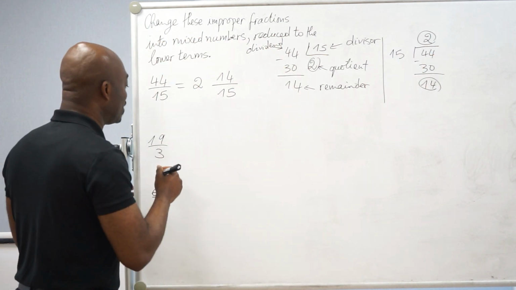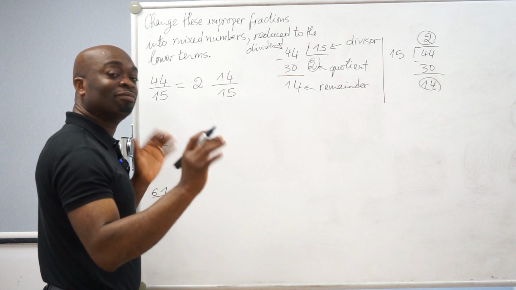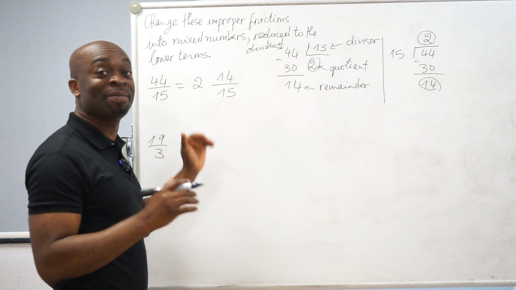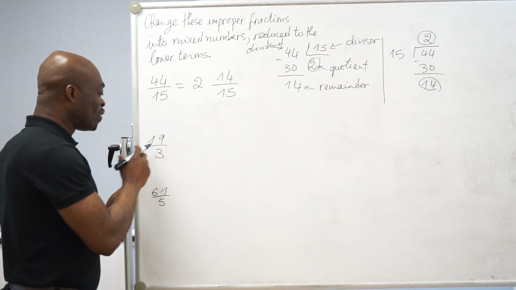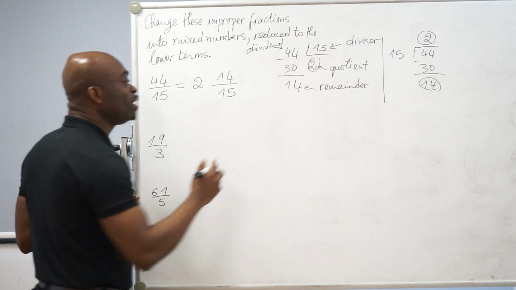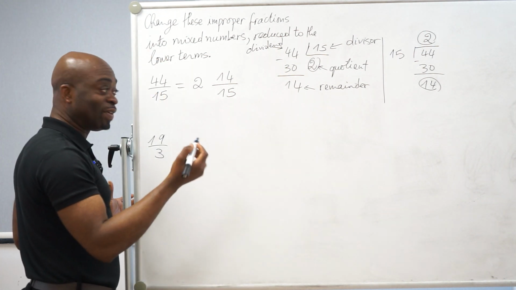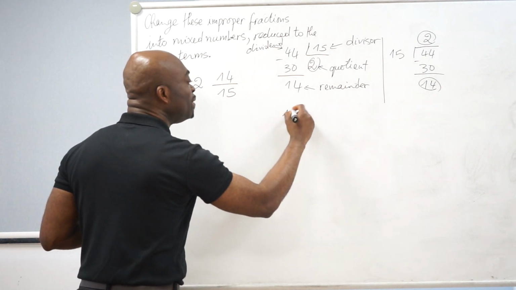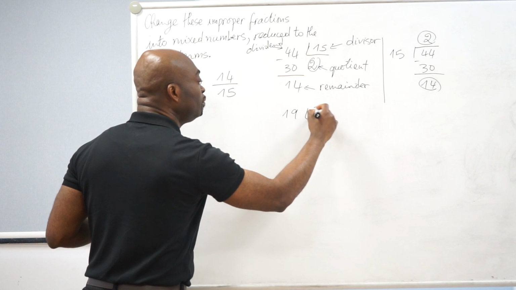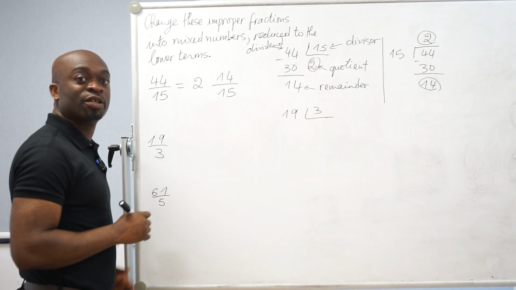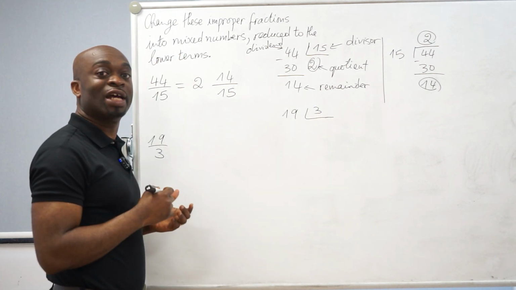So same thing. Okay, so it doesn't really matter where you are. You should be getting the same answer, okay? So now the next one is 19 over 3. So 19 over 3, so again, the same thing, we're going to divide 19 by 3. So how many times does 3 go into 19?